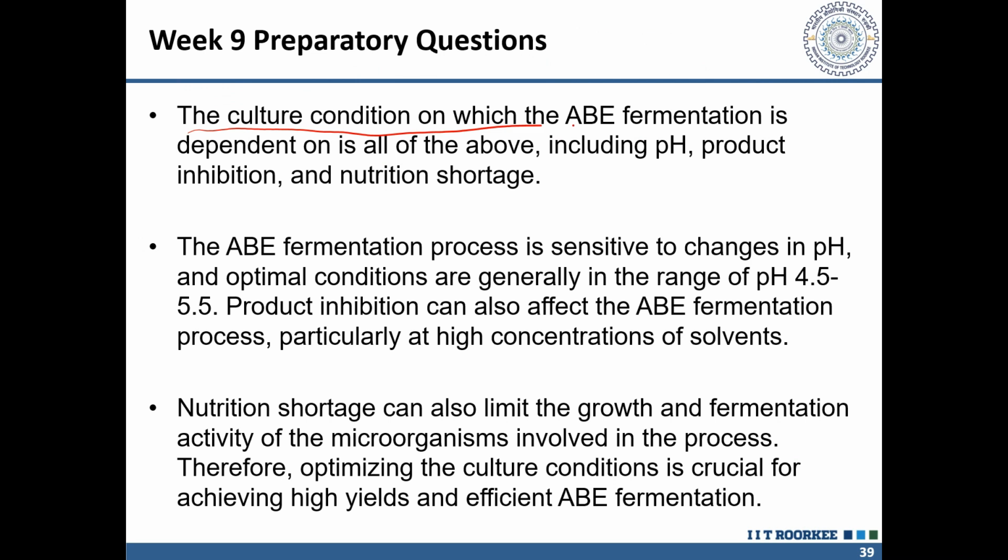So the culture conditions on which ABE fermentation is dependent are all of the above, such as pH, product inhibition, or nutrient shortage. And the optimal pH is between 4.5 and 5.5. This is the optimal pH at which this fermentation process is done. And nutrition shortage can also limit the growth and fermentation activity of the microorganisms involved. Therefore, all these conditions are necessary to control the fermentation process.